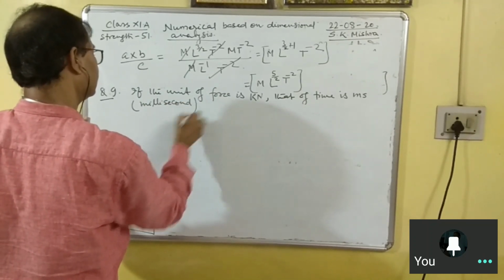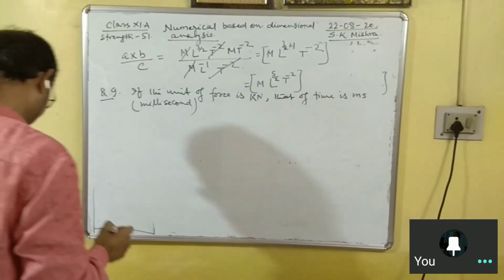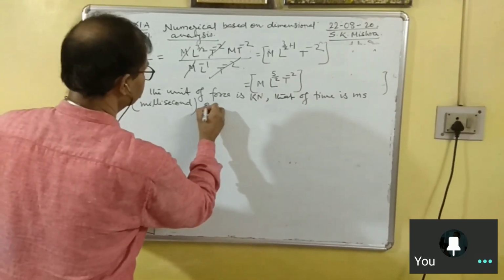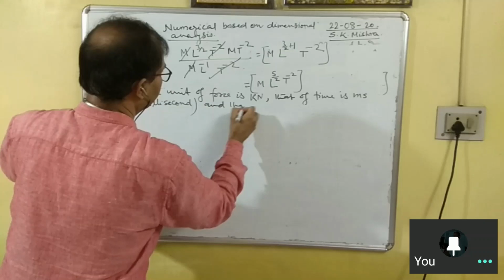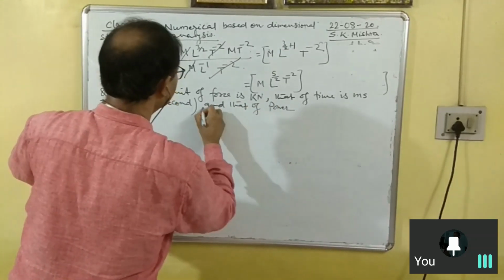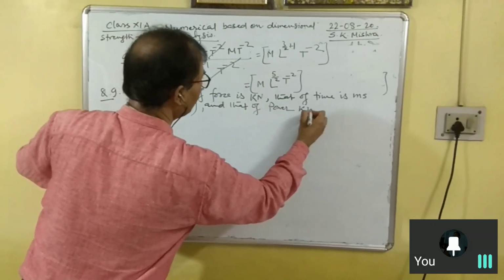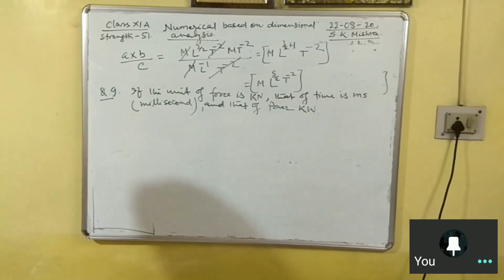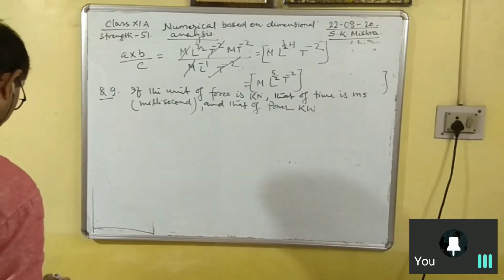Millisecond. And that of power, kilowatt, kW. 1000 watt is equal to 1 kilowatt. Now what would be the unit of mass and length?